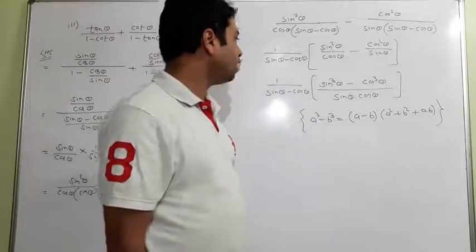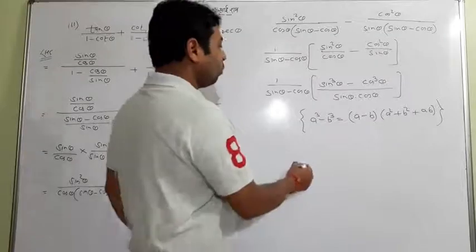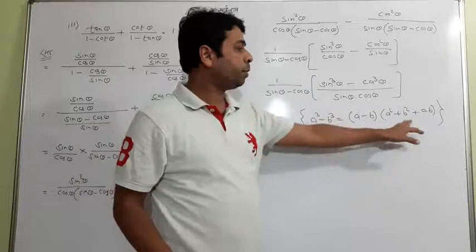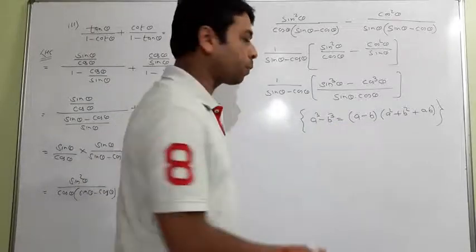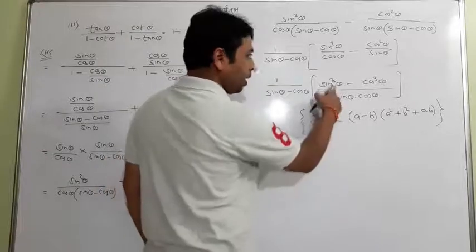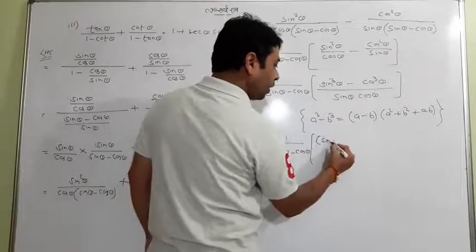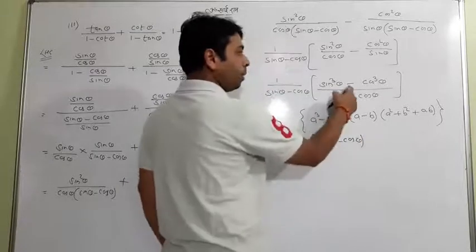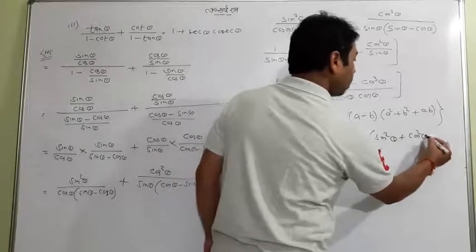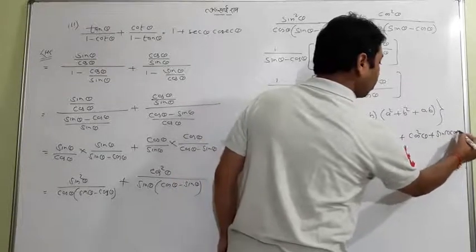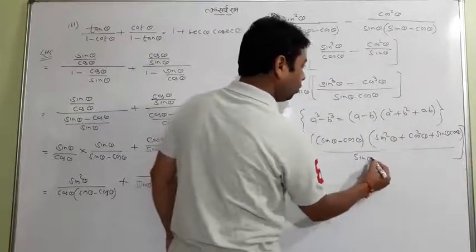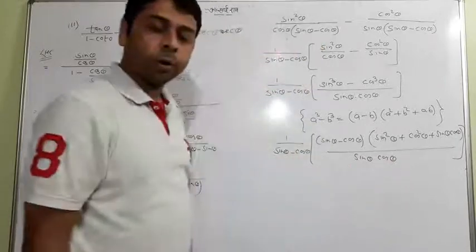Now we use that formula and try to get our answer. I think you have got till now that a cube minus b cube is equal to a minus b, a square plus ab plus b square. That is the formula. Now use it. Sin theta minus cos theta will be as it is. A cube minus b cube will be a minus b in a bracket, and a square plus b square plus a into b. And upon that, sin theta into cos theta. That's simple. Hope you got it clear.